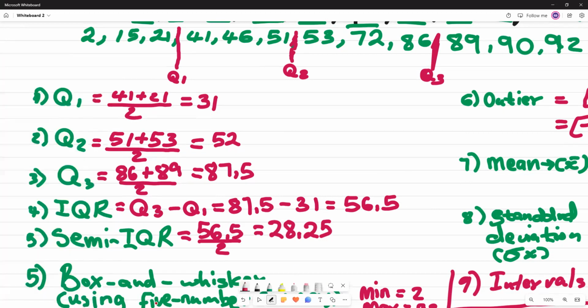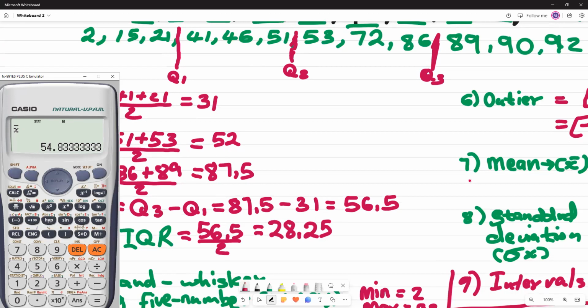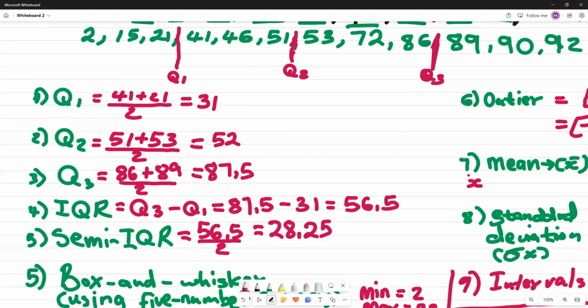So 2, let's see. 54.83. So X bar equals to 54.83. Right. Now let's look for phi x, which is our standard deviation. This one is for 7.